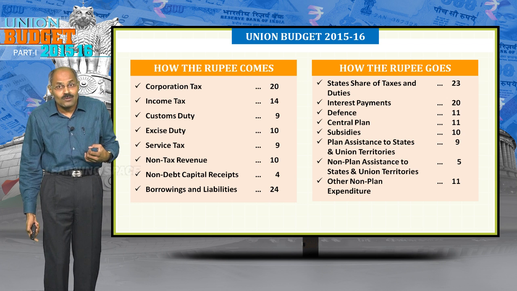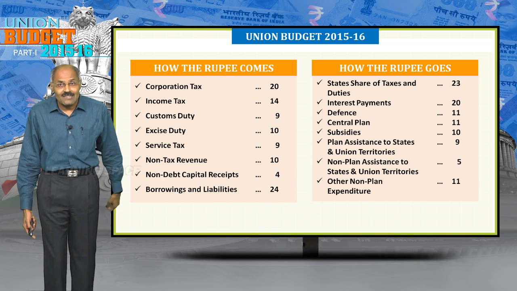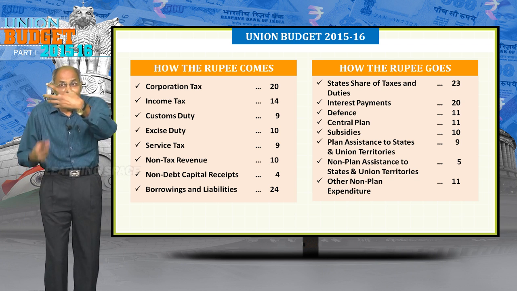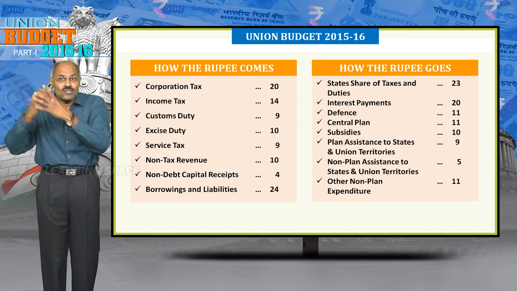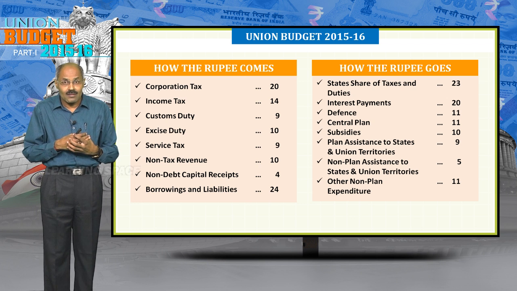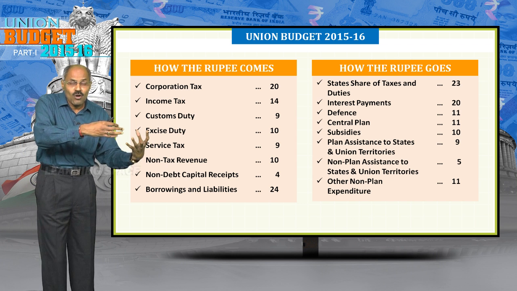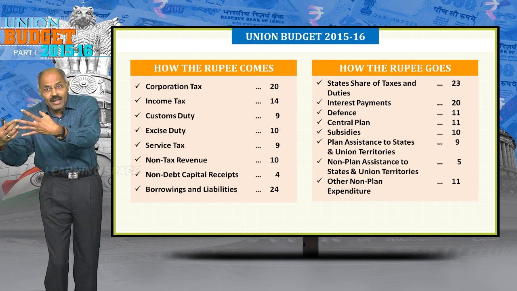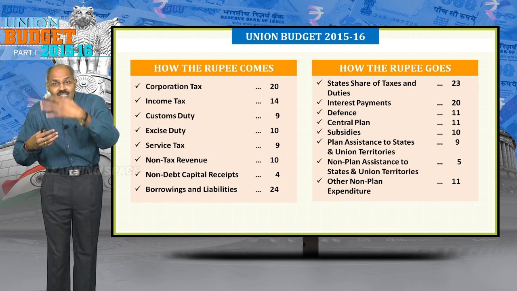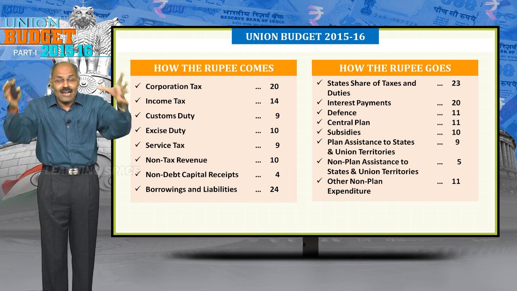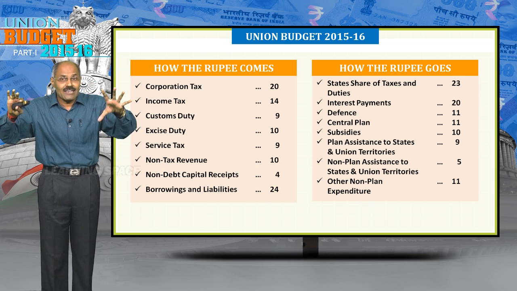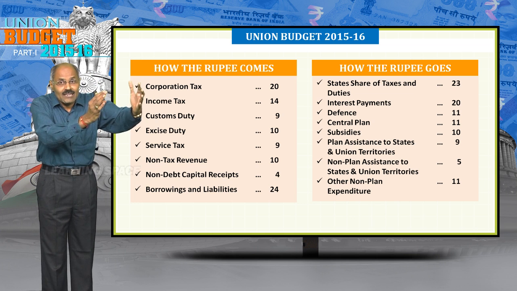Right? How the rupee is going? Please see, 23 paise is going to the state's share of taxes. Interest payments take 20 paise. We are borrowing more money; that's why interest payment is going. Like that, defense is around 11 paise. So, the total expenditure is divided here, and the total income is divided here.